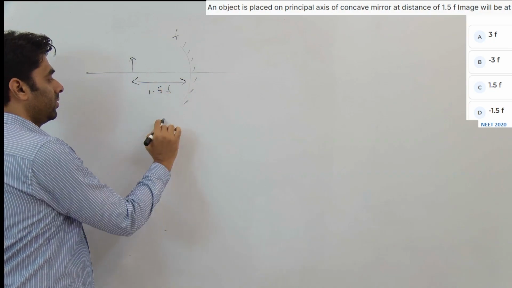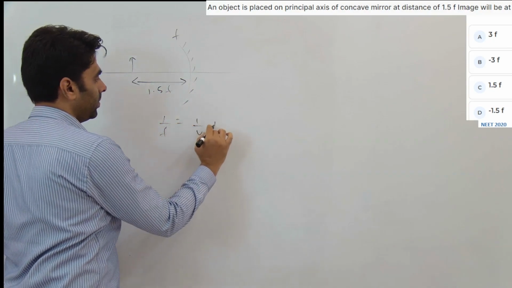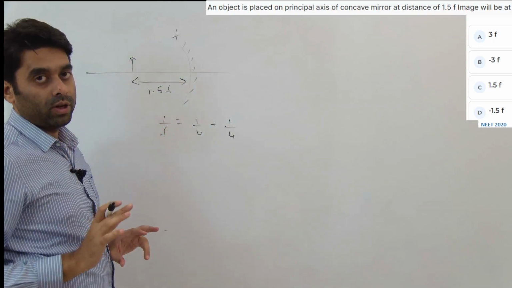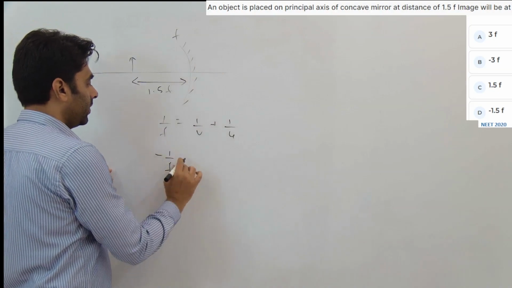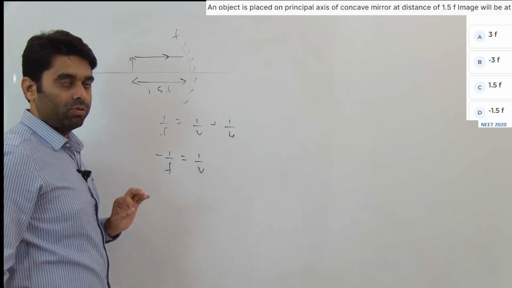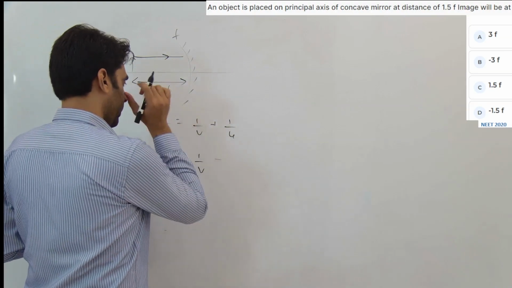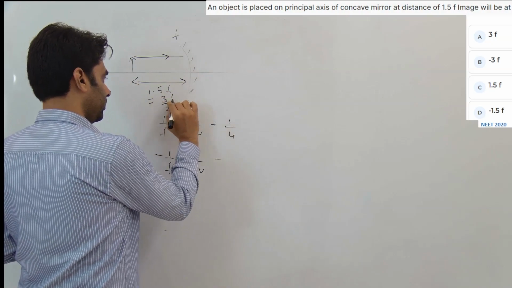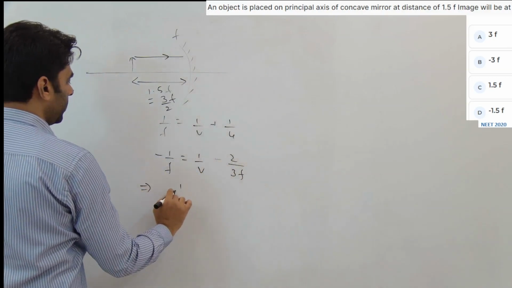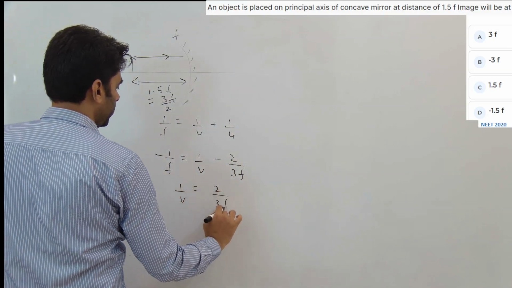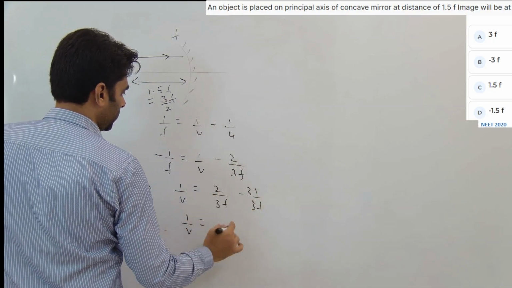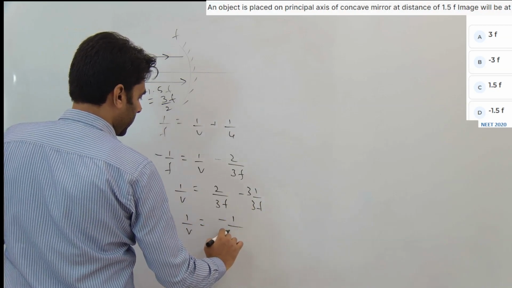Fine, let us see. Mirror formula. What is our mirror formula? 1 by f is equals to 1 by v plus 1 by u. With sign convention we have to put. For a concave mirror, focal length is negative, so it will be minus 1 by f is equals to 1 by v plus 1 by u. Object distance is opposite to the incident ray, so we take object distance negative. Minus 1.5 f is basically minus 3 by 2 f, so u value comes out to be minus 2 by 3 f. When we simplify it, 1 by v is equals to 2 by 3 f minus 1 by f, so 1 by v comes out to be minus 1 by 3f.